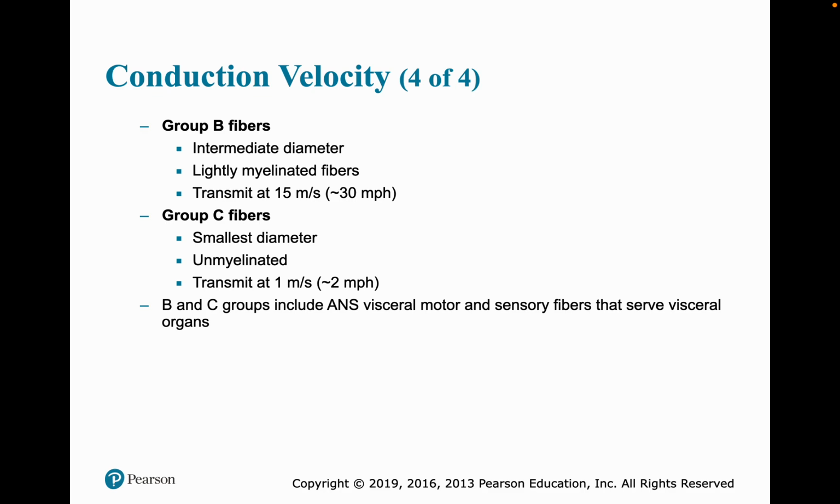Group B fibers are intermediate in diameter. They are lightly myelinated. They transmit signals at 30 miles per hour or 15 meters per second. And group C fibers are the smallest in diameter. They are unmyelinated and they transmit signals at about 2 miles per hour or 1 meter per second. B and C groups include the autonomic nervous system, visceral motor and sensory fibers that serve visceral organs, which we will be seeing when we talk about the autonomic nervous system.